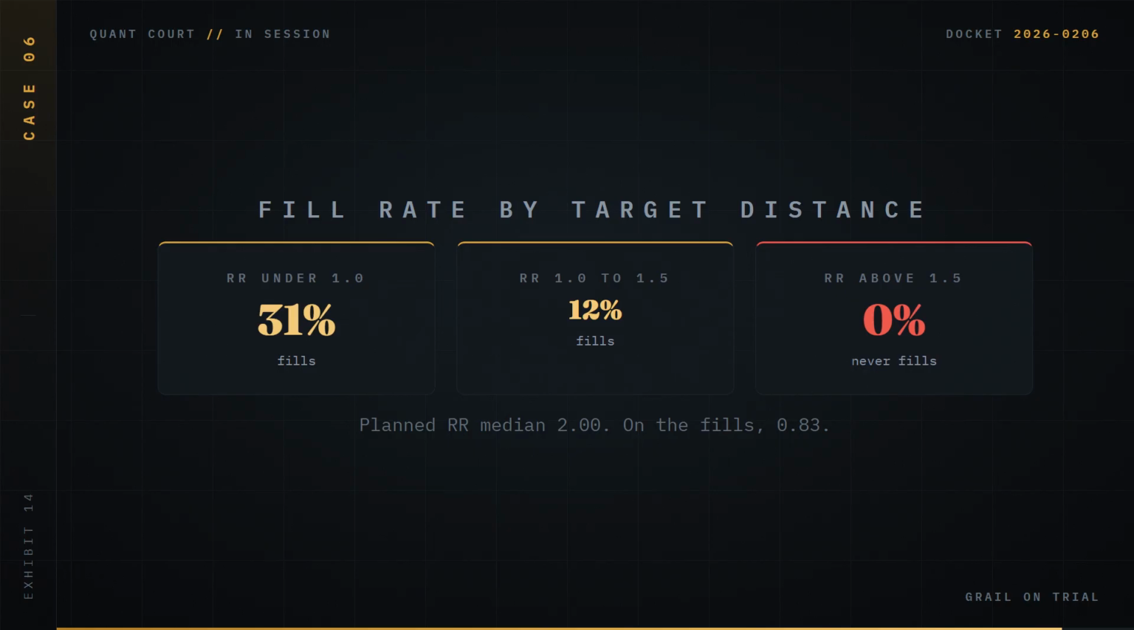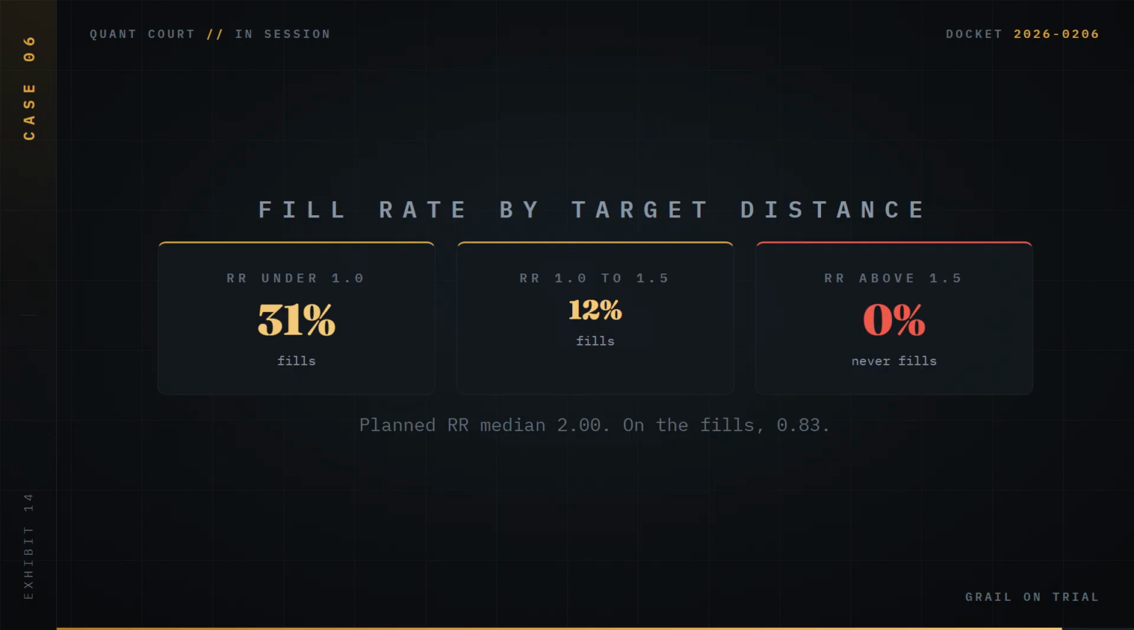One more thing to check in your own numbers tonight. Our limit orders fill with a bias. Planned reward to risk across all signals has a median of 2. Across the ones that actually filled, 0.83. Sort by target distance and it gets worse. Under 1 fills 31% of the time. Between 1 and 1.5 it is 12%. Above 1.5 it is 0. The far targets never fill because price has to travel further just to reach your entry.